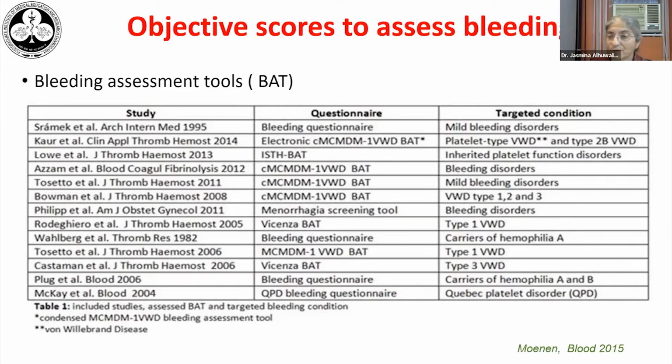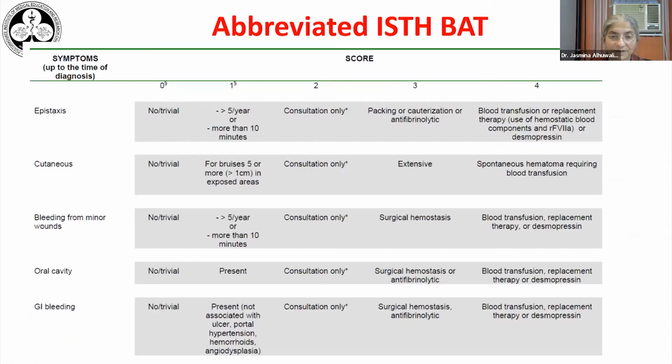Based on the scores, one can decide whether the individual has a serious bleeding disorder which needs further investigation or not. These bleeding assessment tools can be targeted towards certain diseases, say for instance platelet disorders or von Willebrand disease, or may even be generalized for all kinds of bleeding disorders. There are a variety of them available over a period of time. One of the common ones in use is the abbreviated ISTH bleeding assessment tool.